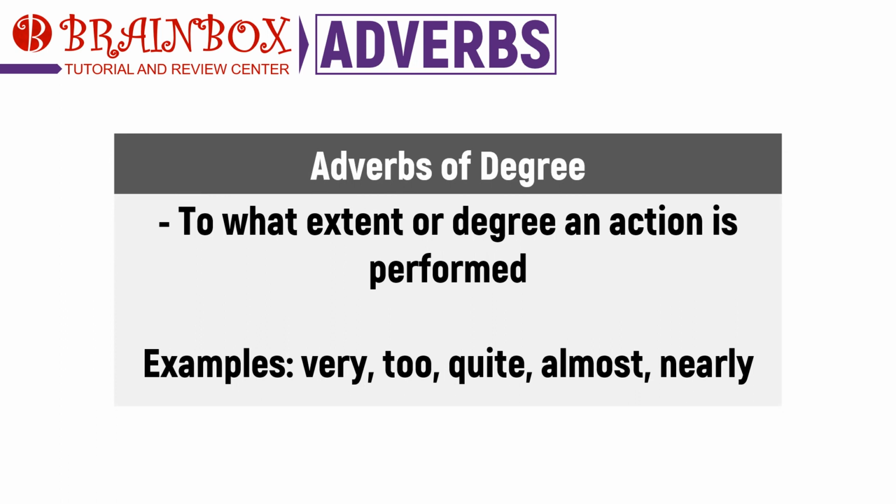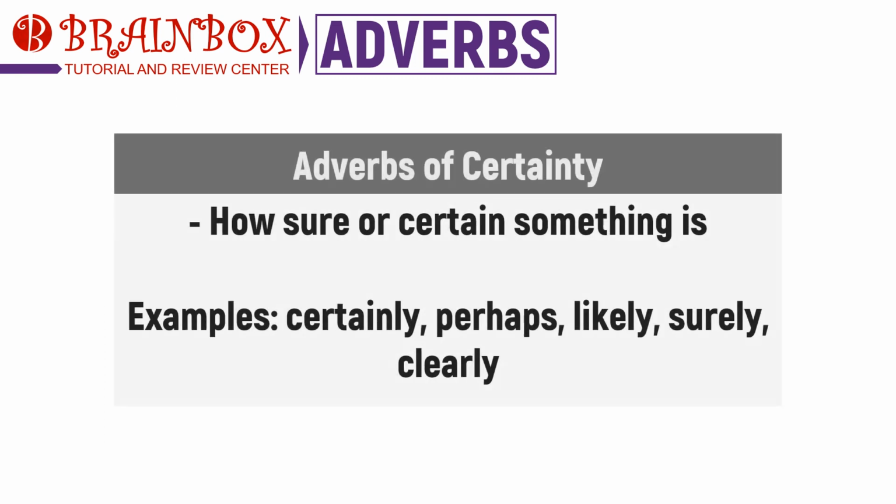Adverbs of degree. These adverbs tell us to what extent or degree an action is performed. Examples are very, too, quite, almost, and nearly. We also have adverbs of certainty, which tell us how sure or certain something is. Examples are certainly, perhaps, likely, surely, and clearly.